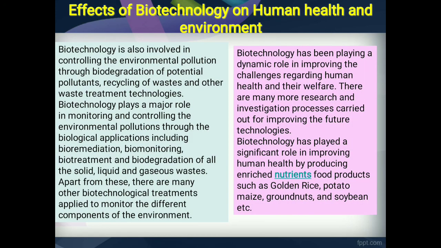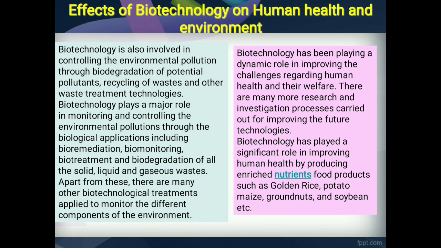The effects of biotechnology on human health and environment. Biotechnology is also involved in controlling environmental pollution through biodegradation of potential pollutants, recycling of waste, and other biowaste treatment technologies. So, they play a major role in monitoring and controlling environmental pollution through biological applications like bioremediation, biomonitoring, biotreatment, and biodegradation of solid, liquid, and gaseous waste. So, using different biotechnological treatments, the components of the environment can be controlled.